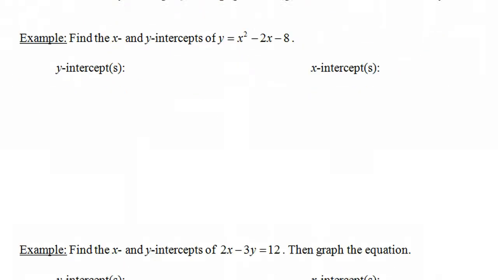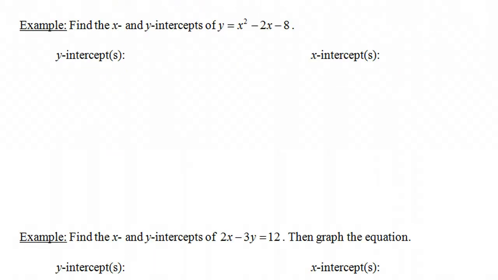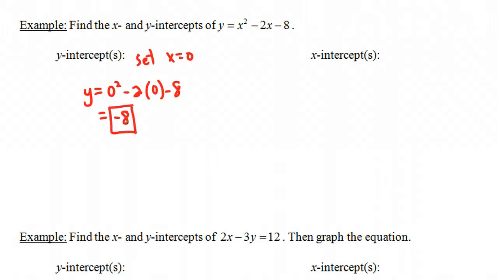So let's actually do it for this particular equation. Find the x and y-intercepts of this. Now suppose we haven't seen the graph before. How do we find the x and y-intercepts? Well, to find the y-intercept, you have to set x equal to 0 and solve for y. So we have y equals 0 squared minus 2 times 0 minus 8. And notice that's 0 minus 0 minus 8. That is minus 8. So our y-intercept is minus 8.